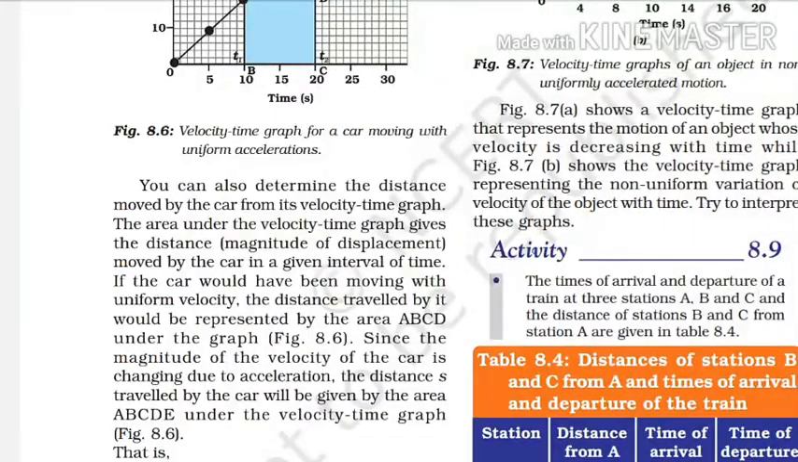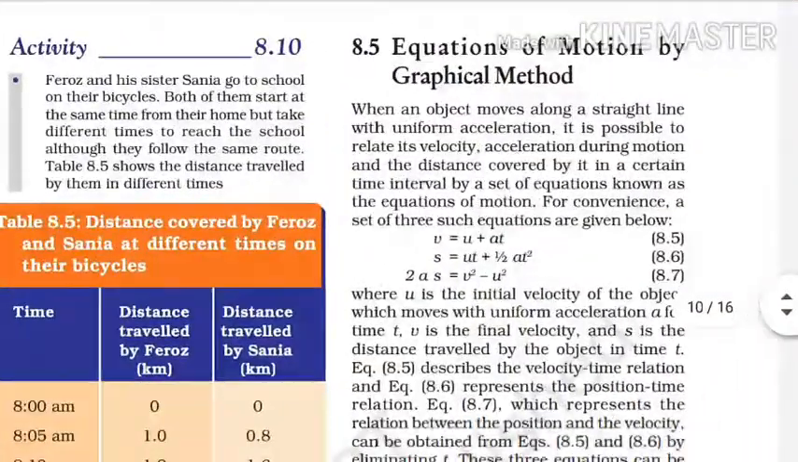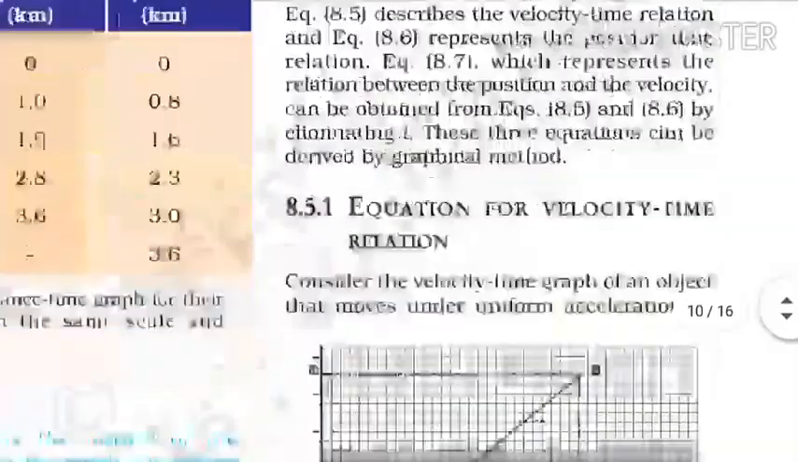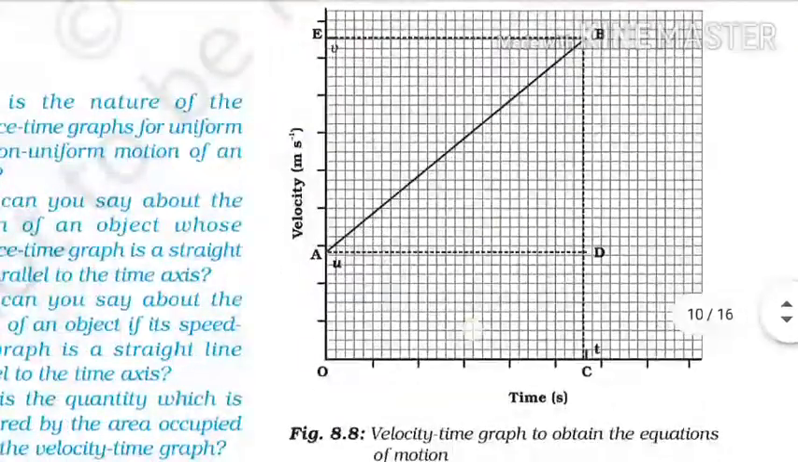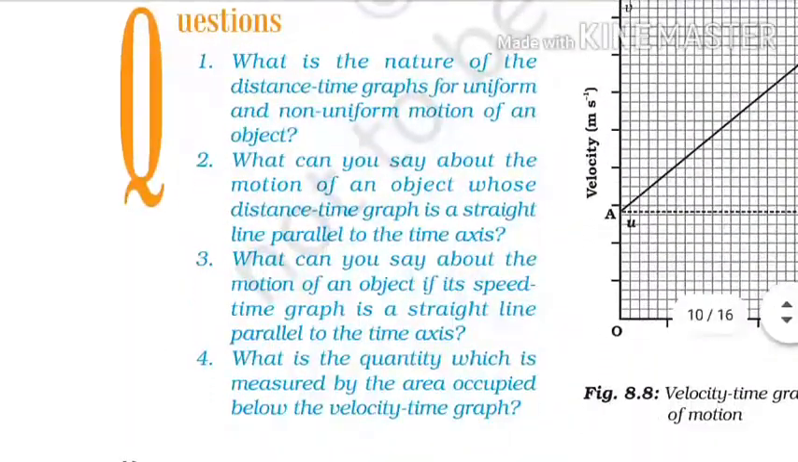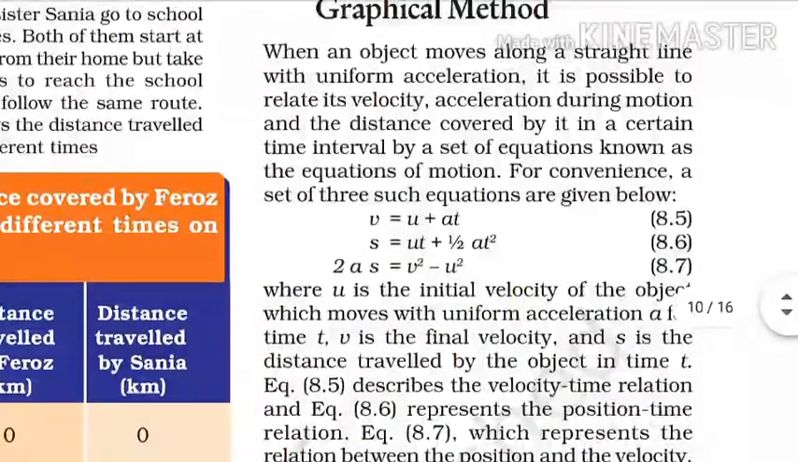equations of motion, and now we come to the equations of motion by the graphical method. They have already been derived in the video. Okay, the equations for the velocity-time relation. These are the formulas which can be attained by derivation. First is v equals u plus at, second is s equals ut plus half at square, third is 2as equals v square minus u square.